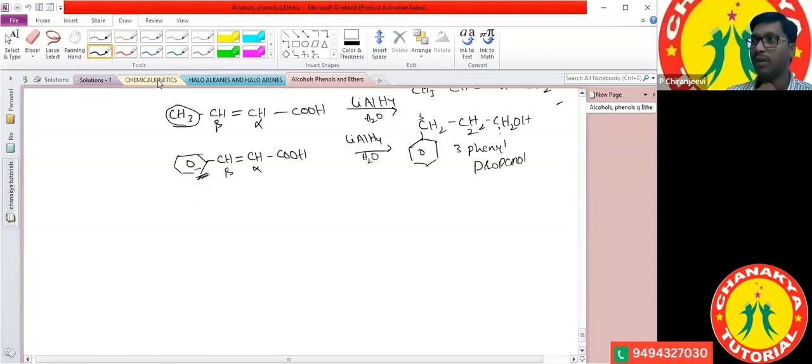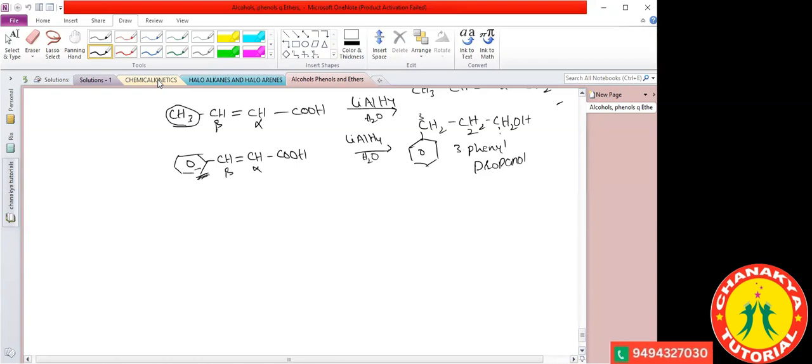If ketones undergo the reduction reaction, what products are formed? Secondary alcohol, sir. Secondary alcohols.